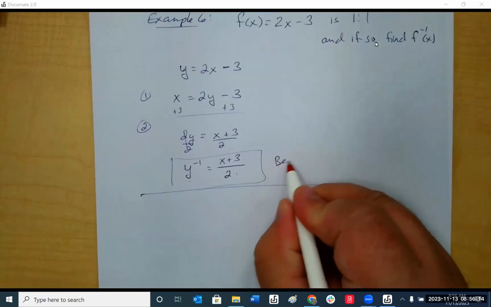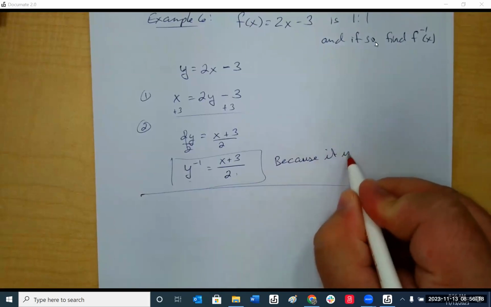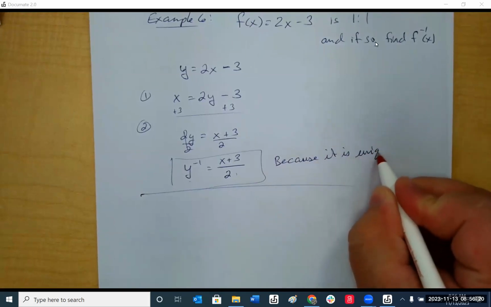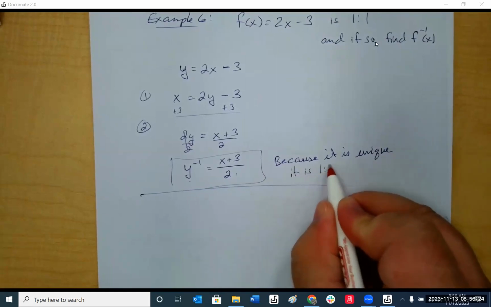Now, because it is unique, it is 1-to-1.